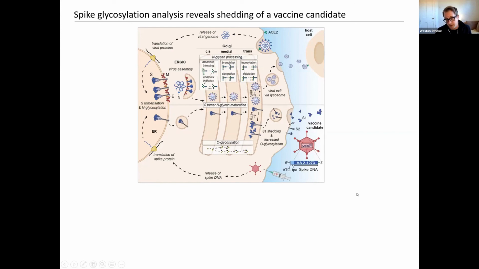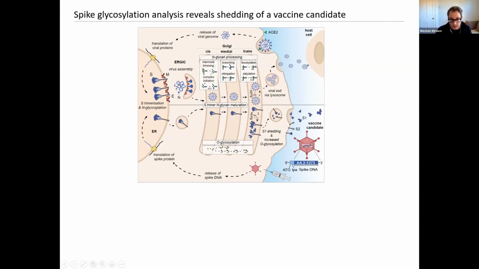With our vaccine antigen construct, which has the TPA sequence, the spike is, again, trimerized and glycosylated in the ER, overexpressed, moving towards the cis, medial, and trans Golgi, where it's processed in the same way, albeit slightly different. And we rationalize this with a degree of flexibility that exists on the vaccine candidate spike compared to the virus or the recombinant stabilized trimer.